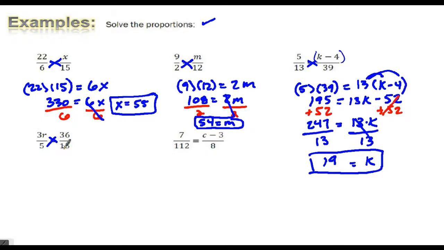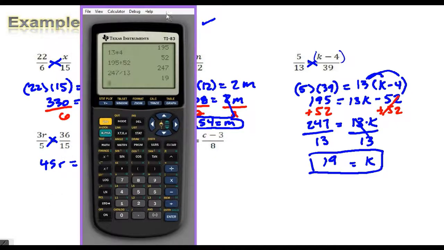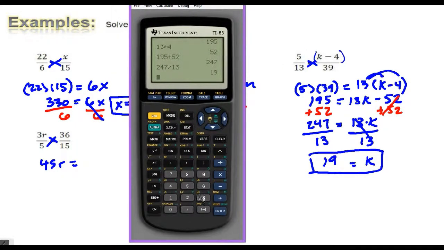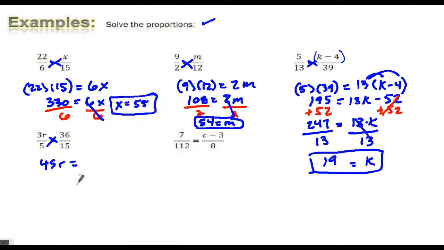Alright, again, cross multiply. 3r times 15, well, 3 times 15 is going to be 45r. And then 5 times 36, I'm going to need my calculator for that. 36 times 5 is going to be 180, so I'm just moving along a little bit faster. Alright, we want to divide both sides by 45 to get rid of that 45 in front of the r. Okay, now 180 divided by 45 is going to equal 4.